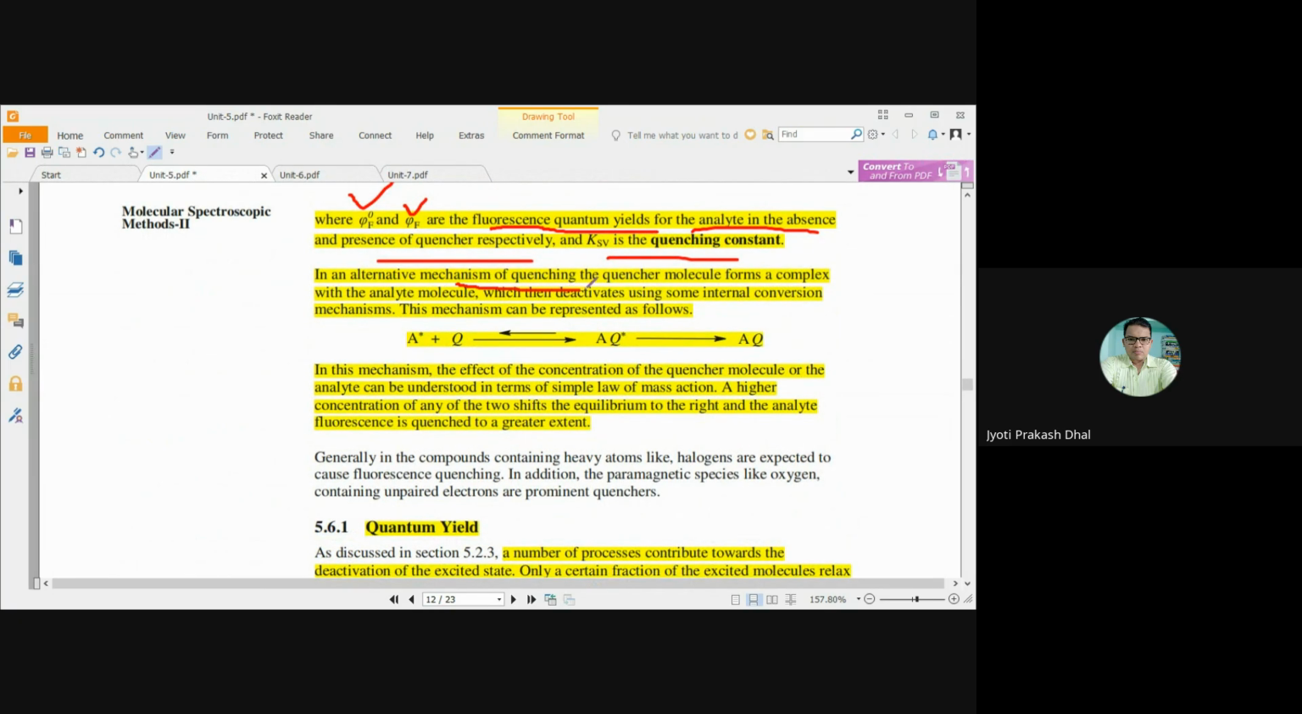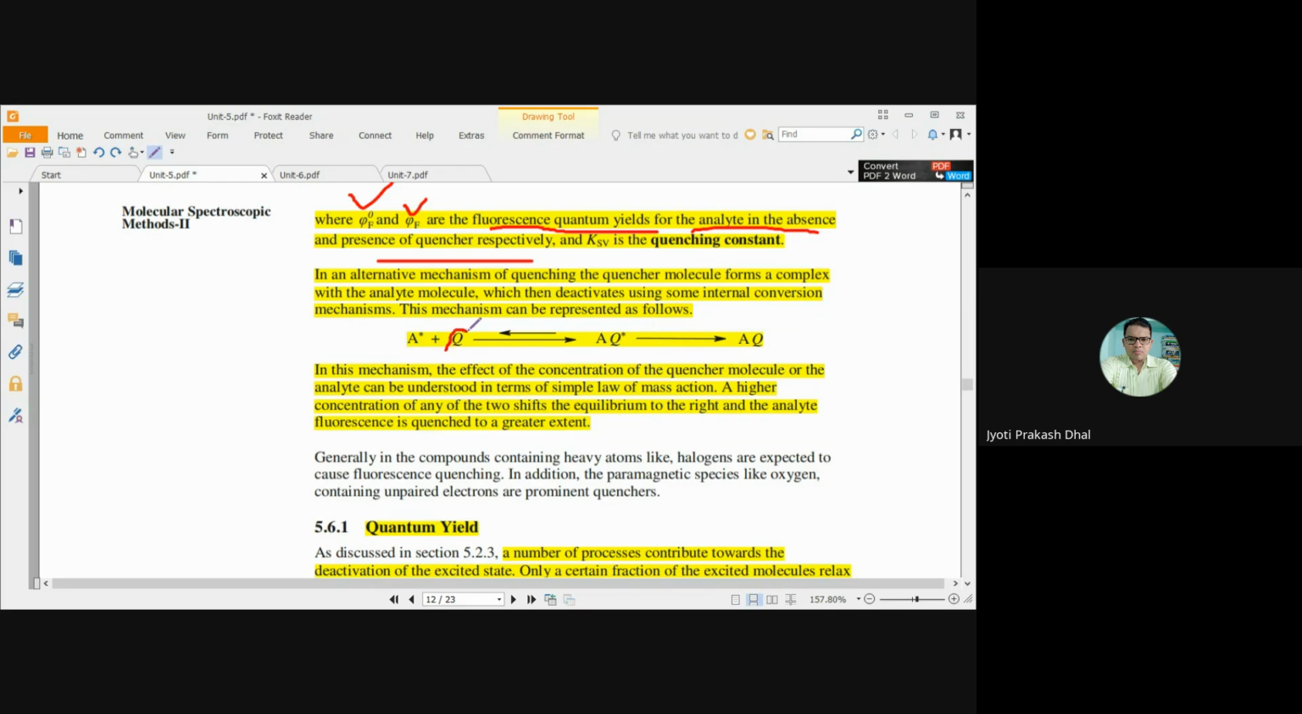In an alternate mechanism of quenching, the quencher molecule forms a complex with the analyte molecule, which then deactivates using some internal conversion mechanism, and the mechanism can be represented as follows. Here the excited molecule reacts with the quencher and forms a complex, and after that that will undergo a radiationless process.